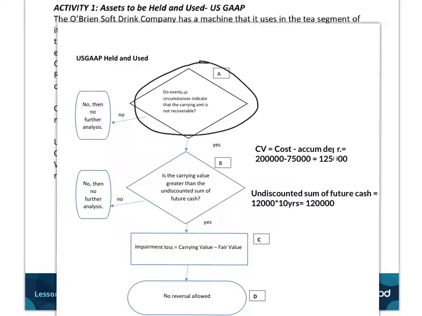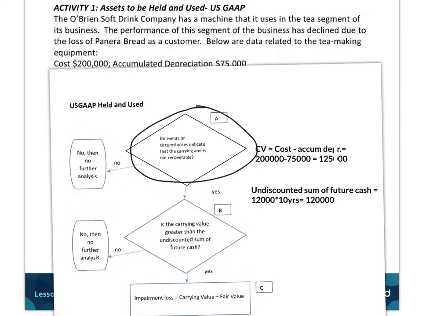All right. So the answer there was yes, and we have to deal then with measuring the impairment loss. So the impairment loss is going to be the carrying value minus the fair value. All right, we've got a carrying value of $125,000. Let's see if we can find from the problem the fair value.